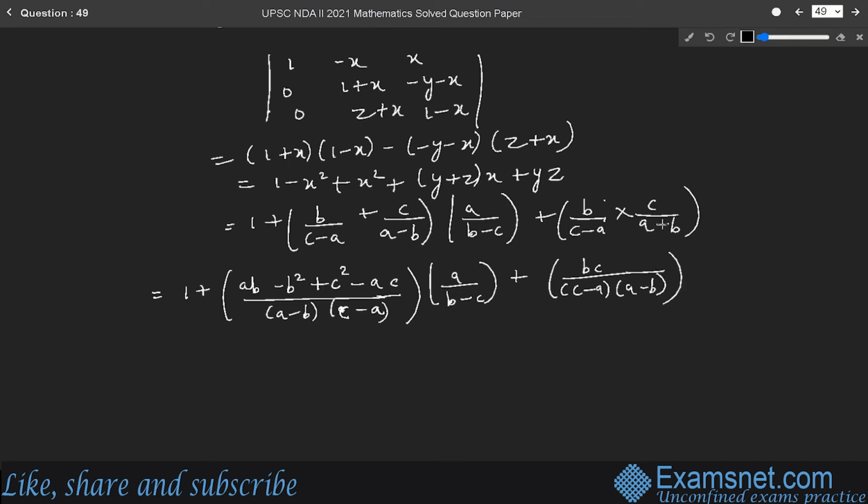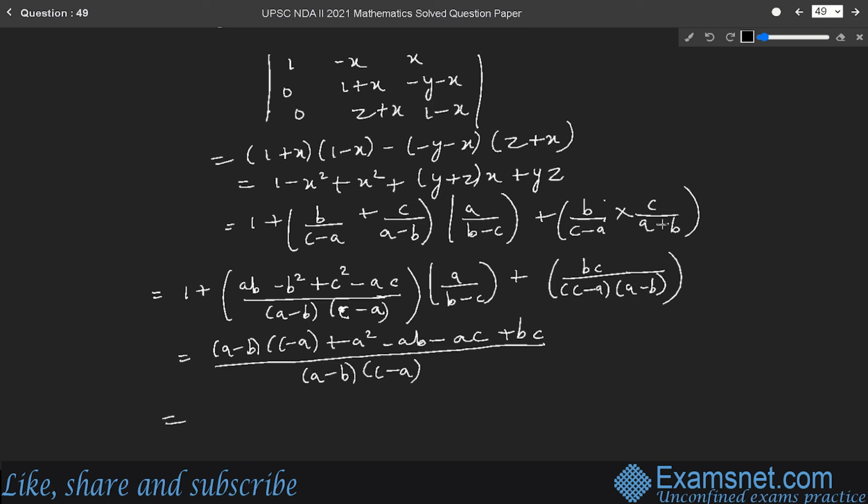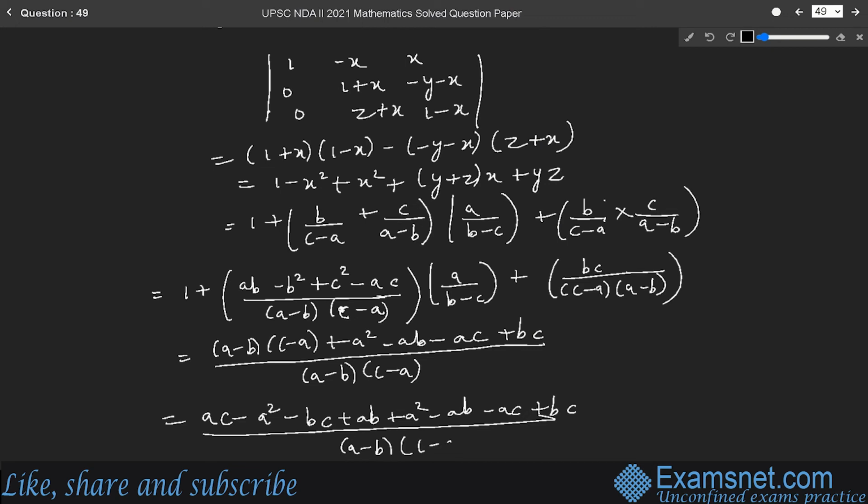On further solving it, it will be equal to (A minus B)(C minus A) plus A square minus AB minus AC plus BC, upon (A minus B)(C minus A). So further solving it will be AC minus A square minus BC plus AB plus A square minus AB minus AC plus BC, whole upon (A minus B)(C minus A).